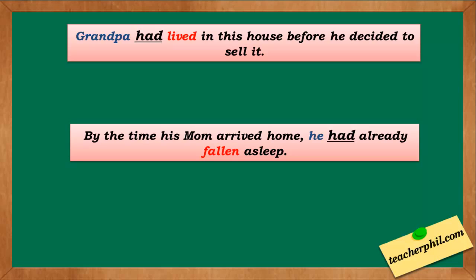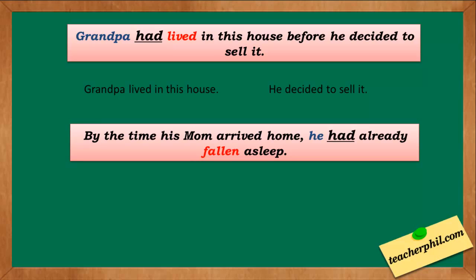Another example: Grandpa had lived in this house before he decided to sell it. The two past events in this sentence are, Grandpa lived in this house, and he decided to sell it. Grandpa lived in this house is our past perfect. That's why our sentence is, Grandpa had lived in this house before he decided to sell it.